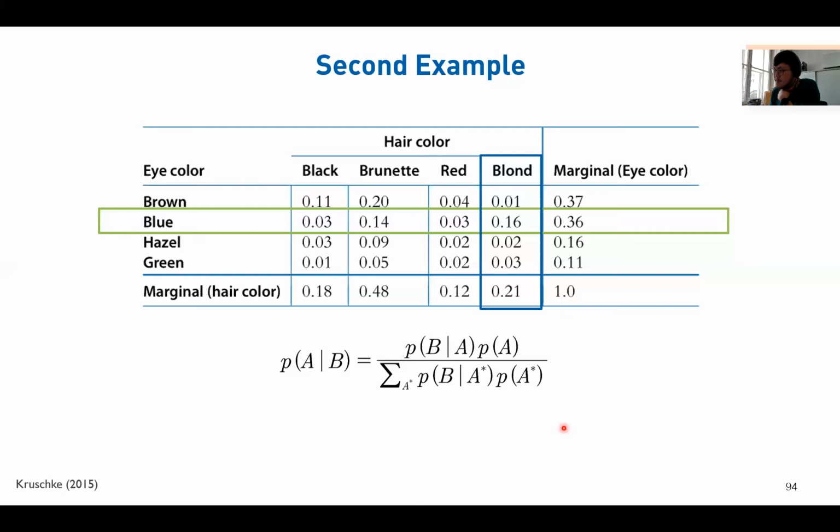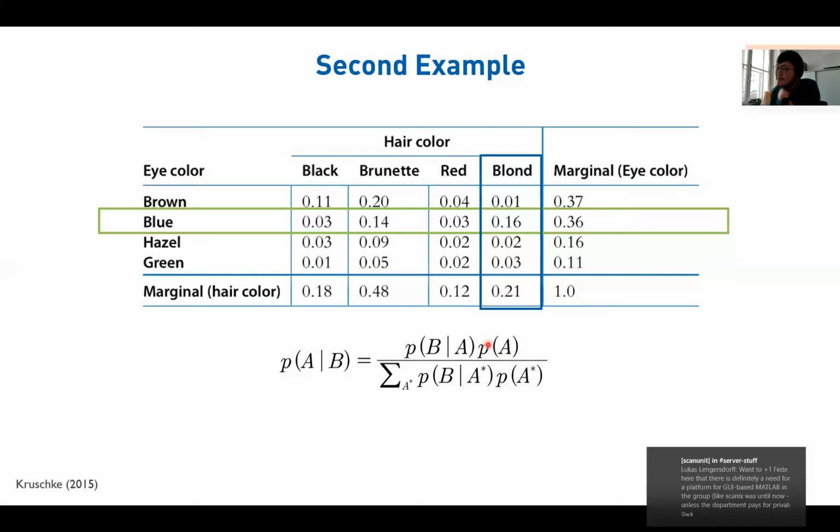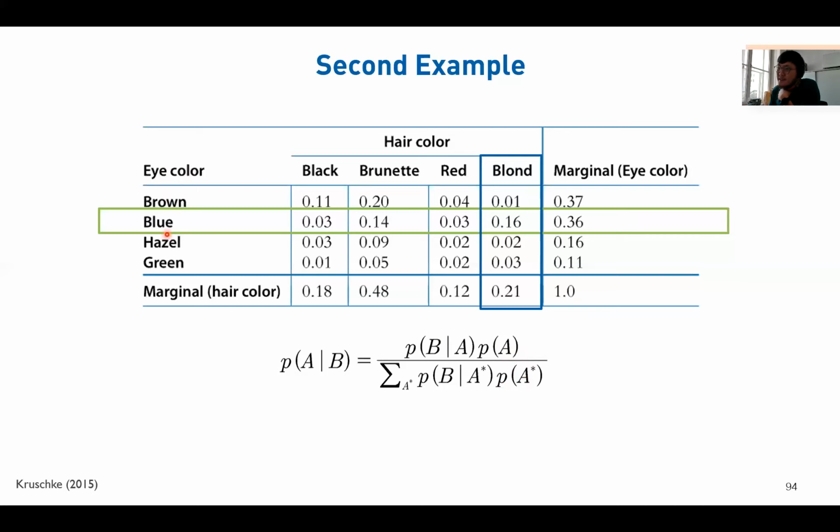Ah, yes, there's a question that asks, what is A star? So A star means every possible outcome of A. Let's say A is eye color. Here, this A means either each of the 4 of them, so A means brown or blue or hazel or green. Here, A only means 1 possibility, while A star means all of them.